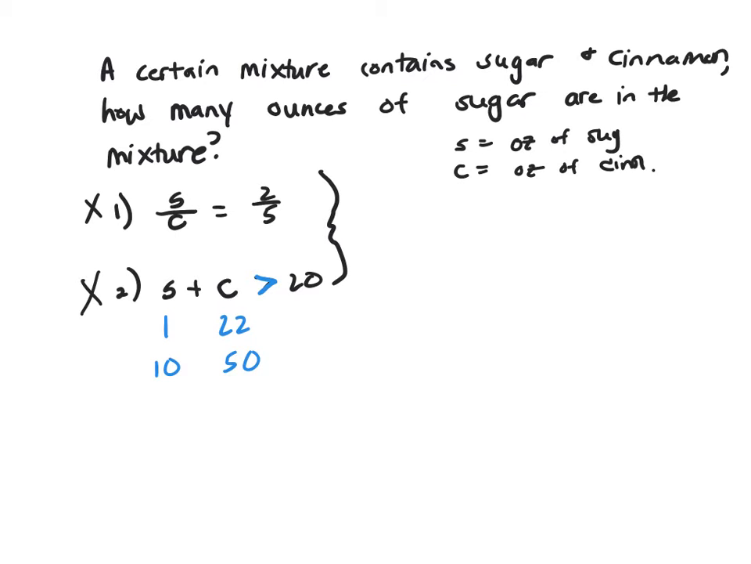So clue 1 did not work by itself. Clue 2 did not work by itself. The next option is to put both of them together, and that did not work. So what that means is nothing works. Your answer is E.